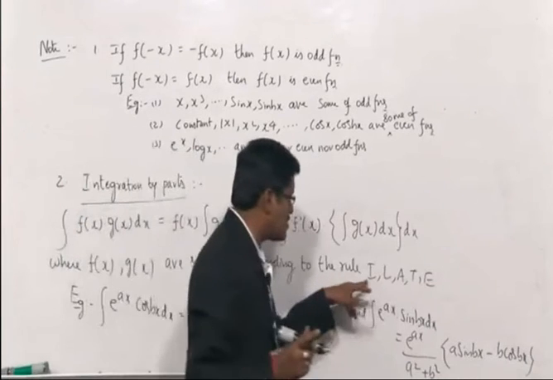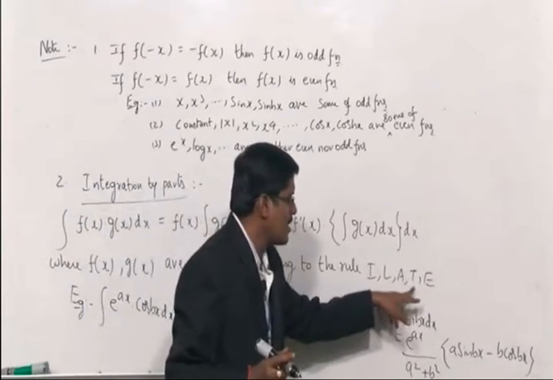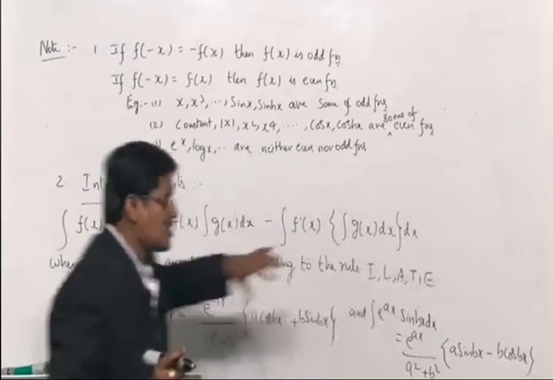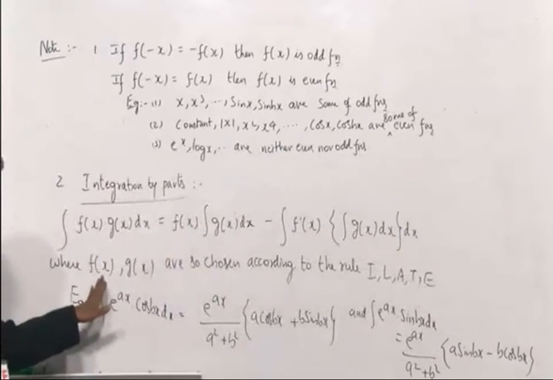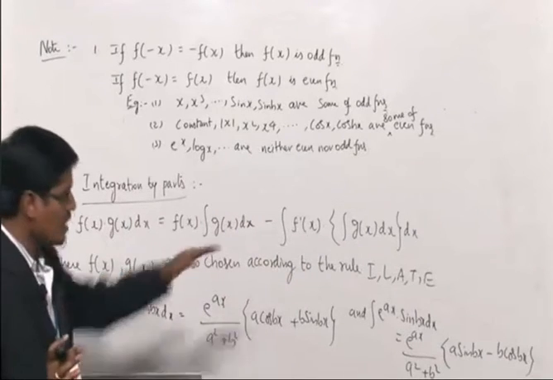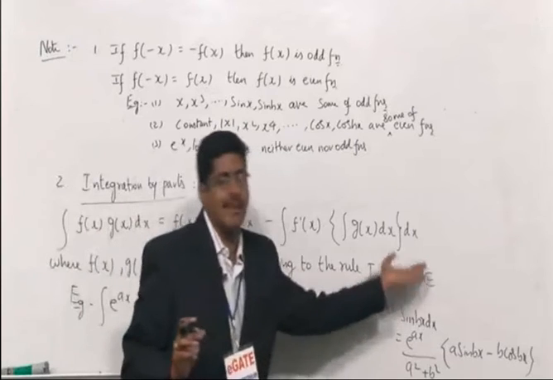According to the rule means, here I comes first, L next second, A third letter, T fourth letter, E fifth letter. According to the preference of these 5 letters, you select one of the x terms as f of x, the other is g of x. Don't think that always the first term is f of x, second term is g of x. According to that order of the letters I laid. Some others define it as LIATE.